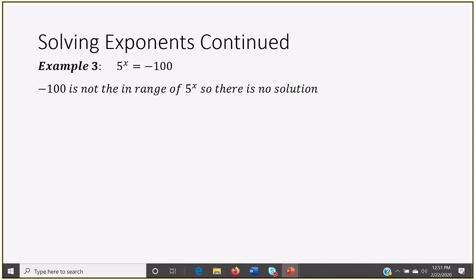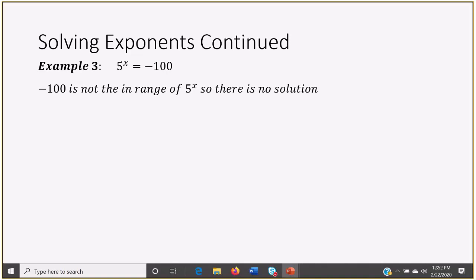Or I could use the fact that when I'm dealing with an exponential, I can't have a negative result, because an exponential's range is 0 to infinity. So that would be a graph that swoops up to the right side. So I would get no solution.